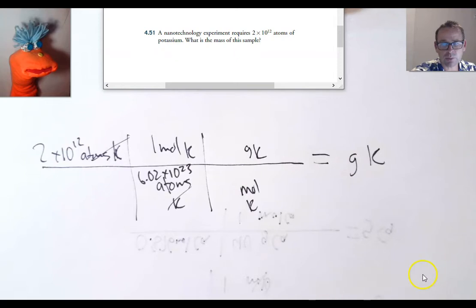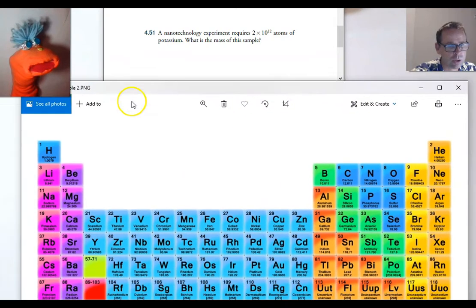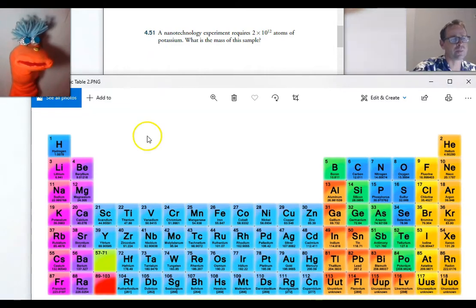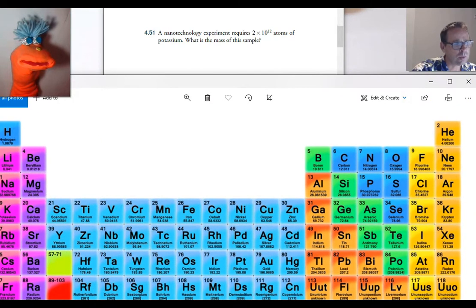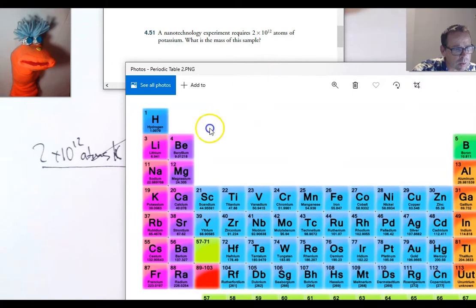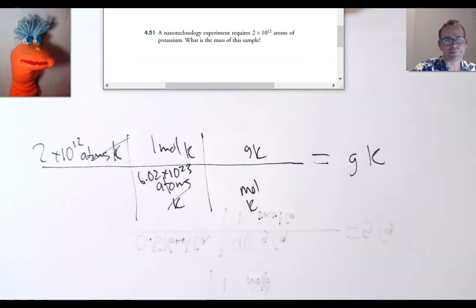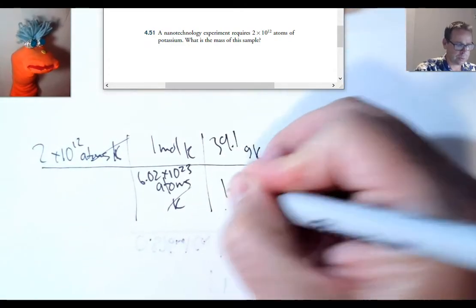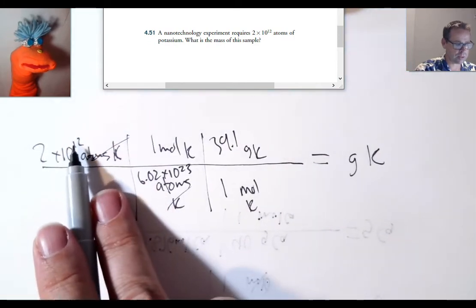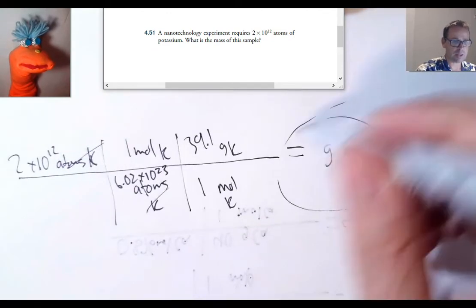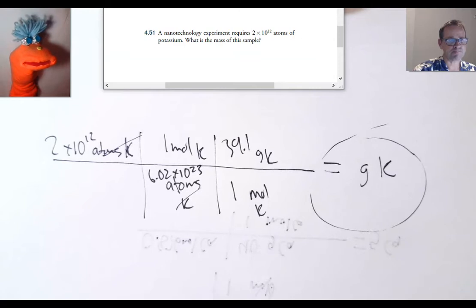Can you look on your periodic table? What is it? Does that say 39? Let's get a little bit bigger. 39.1. Yeah, 39.1. Is that right? Yeah. Okay. Grams per mole. So 2 times 10 to the 12th divided by 6.02 times 10 to the 23rd times 39.1. And that'll tell me how many grams of potassium I need.